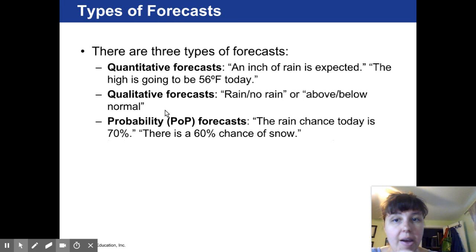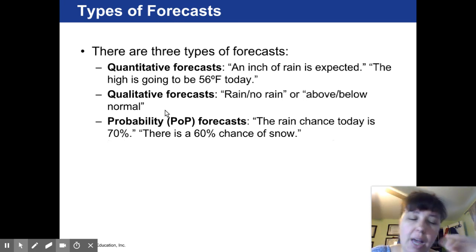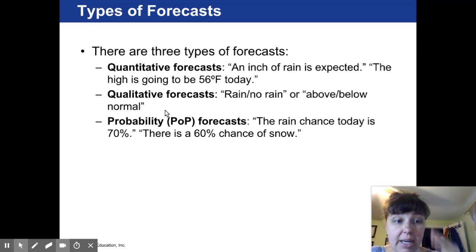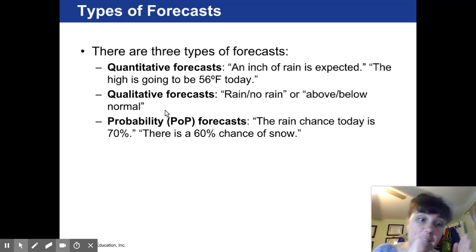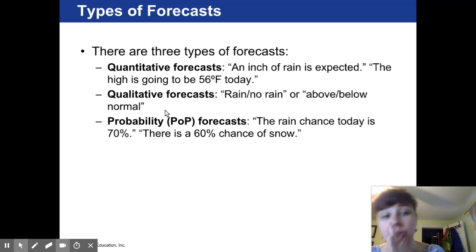There is the quantitative forecast, which is a literal number. This is how many inches of rain I'm getting. This is how many inches of snow I will receive. This is how much rainfall I will receive in an hour. This is the temperature high of today. This is the temperature low of today. That's my quantitative forecast.